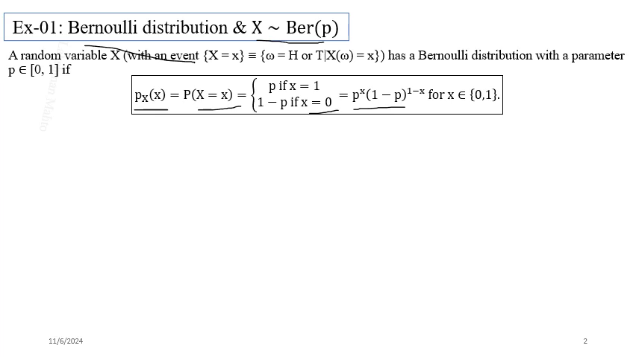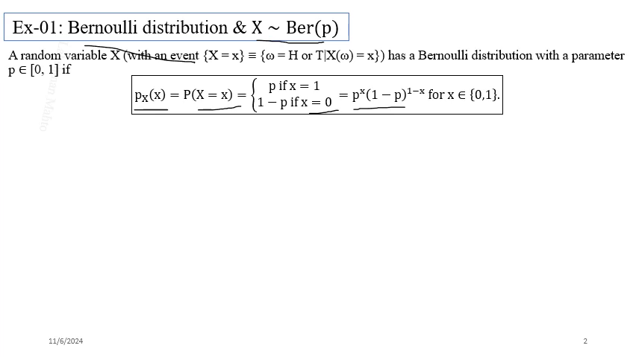When you are taking x equal to 0, what you will get? Here if you are taking x equal to 0, it would be p to the power 0, which is what? 1. And 1 minus p to the power 1 minus 0. That means we are having value of probability mass function at 0 is 1 minus p. And what is the value of probability mass function at 1? p to the power 1 into 1 minus p to the power 1 minus 1, which is power 0. So that one is 1. So value of probability mass function at 1 is p. So these bifurcated things we have written in the unified way.